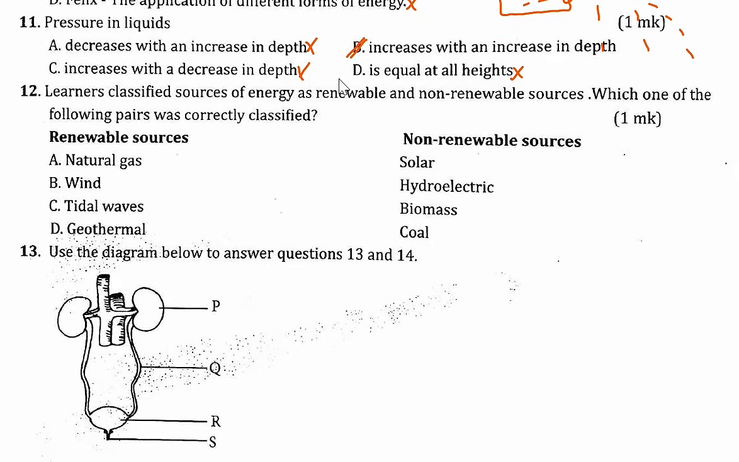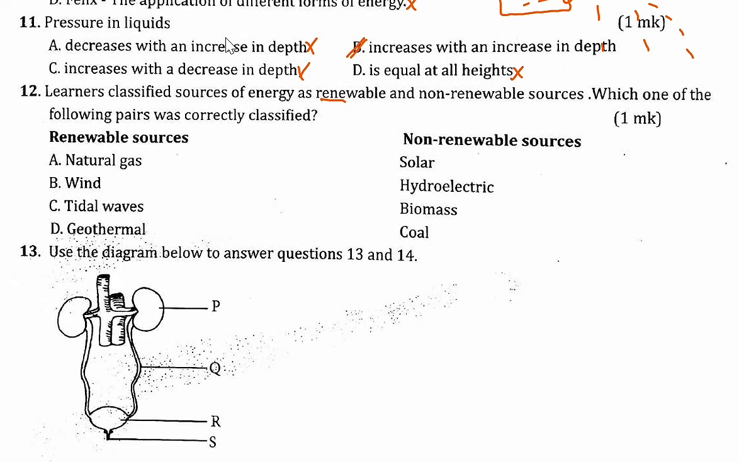Number 12, learners classified sources of energy as renewable and non-renewable. Each one of the following pairs was correctly classified. So renewable sources, these are sources which don't run out. They are replenished naturally. This means when you use it today, tomorrow you'll find it. They'll never run out. This is what we mean by renewable.